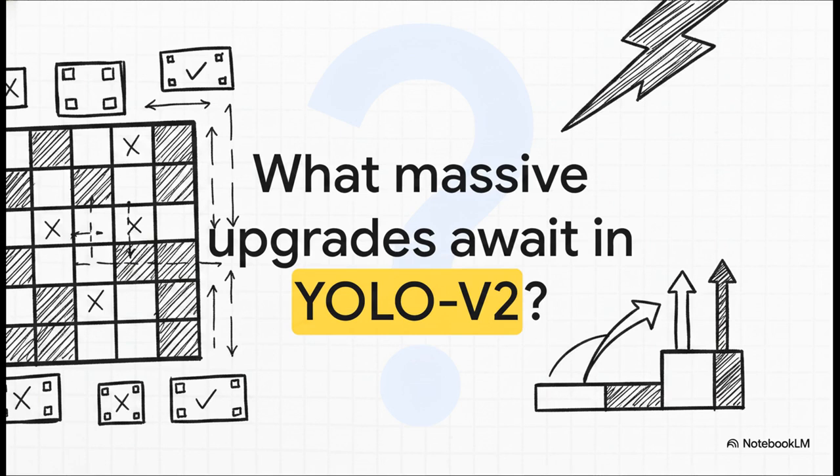But it leaves us with an incredibly exciting question. If YOLO V1 achieved this level of contextual mapping in a single pass with a basic 7x7 grid, what massive architectural upgrades are waiting for us in YOLO V2? I highly recommend you keep that question in your back pocket as you continue exploring this space.